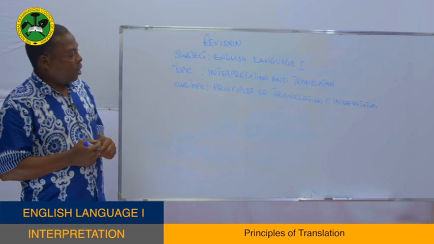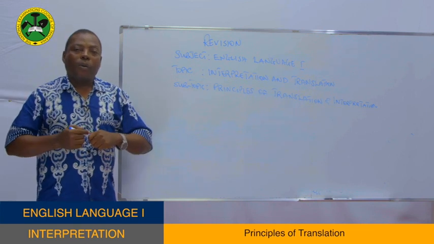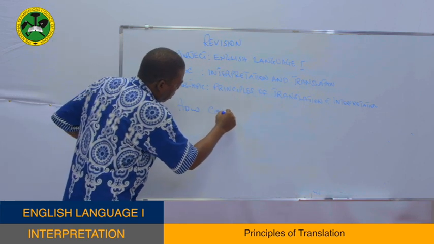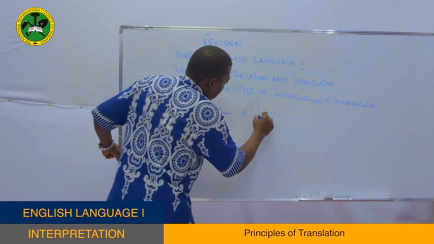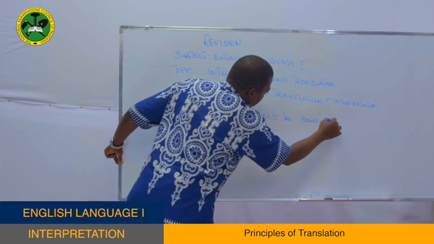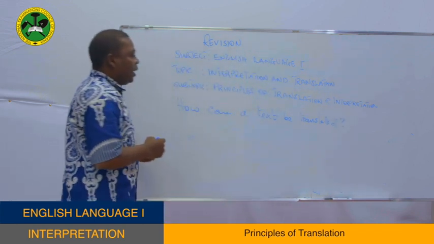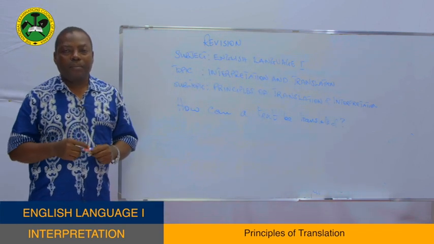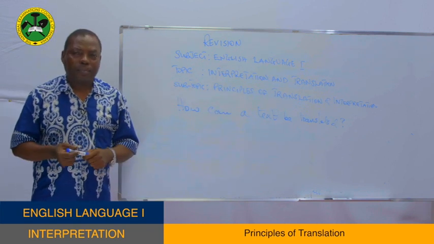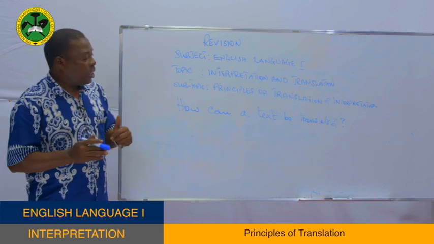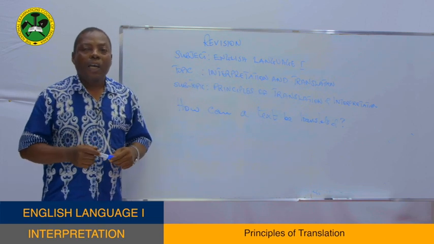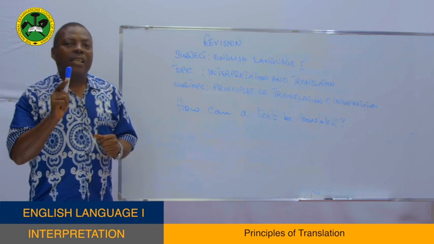So our discussion is going to be guided by a question that reads, how can a text be translated? How can a text be translated? We cannot just go straight to looking at how we can translate something if we don't understand what the word translation means.